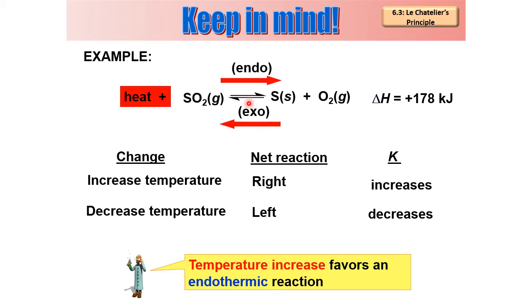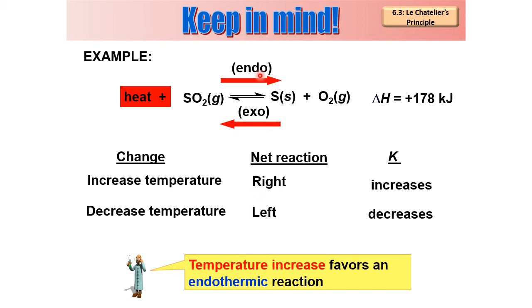Okay, always remember when the reaction is endothermic with the positive enthalpy, the heat is on the reactant side. The forward reaction is endothermic and the reverse reaction is exothermic. We have to check the change. If the change is an increase in temperature, the endothermic reaction is favorable, so it shifts to the right. If there is a decrease in temperature, the exothermic reaction is favorable, so it shifts to the left.